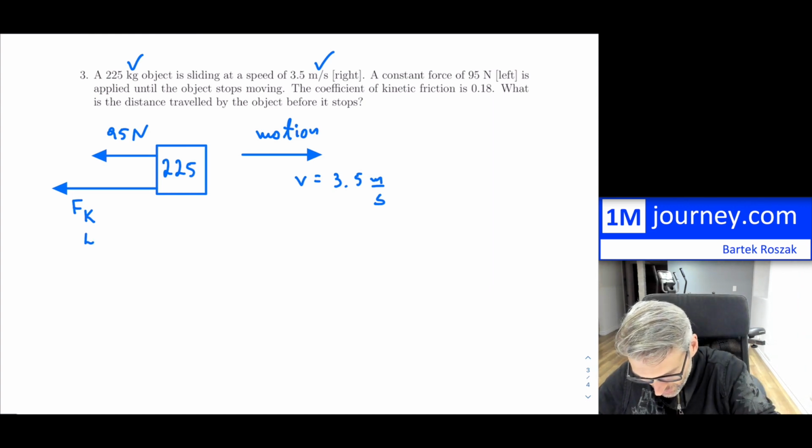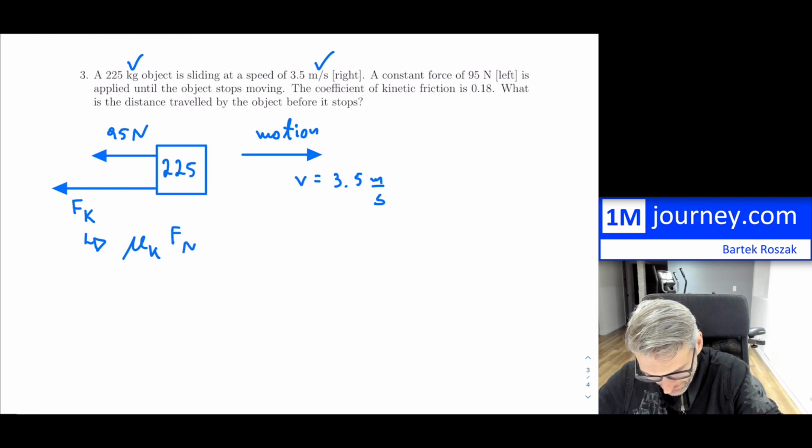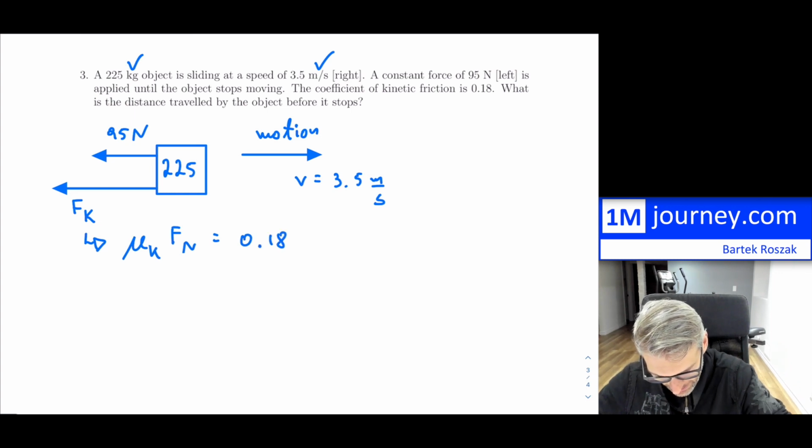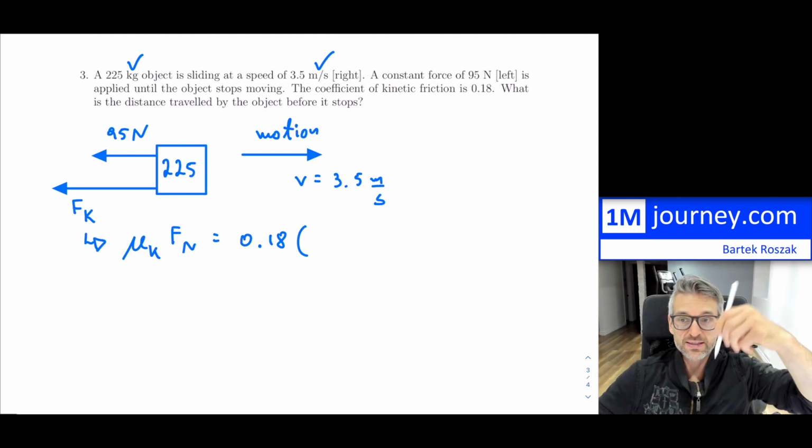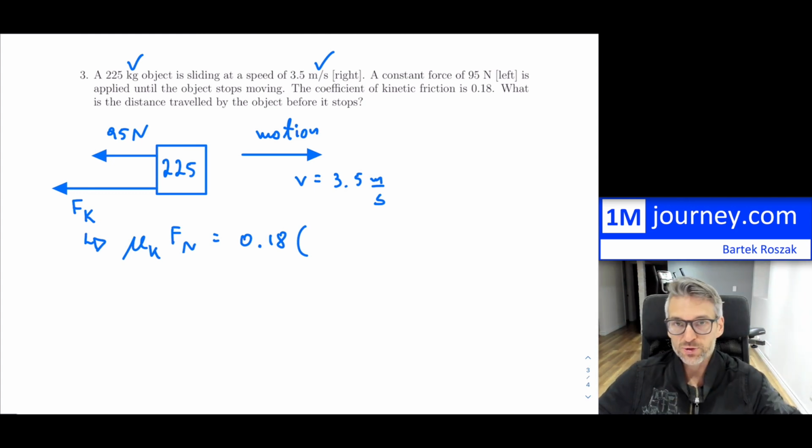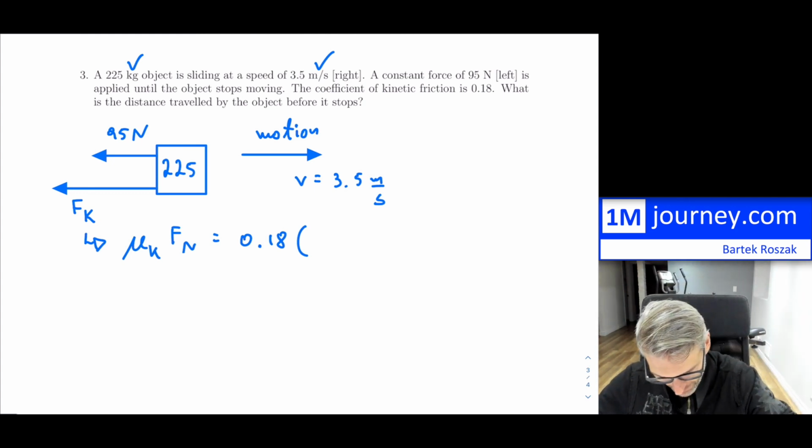And so this, as you saw from the previous, is going to be your coefficient of friction times Fn. So this we can actually calculate. This is going to be 0.18 times your force of normal. Force of gravity is down, force of normal is up. You can put that in your free body diagram.